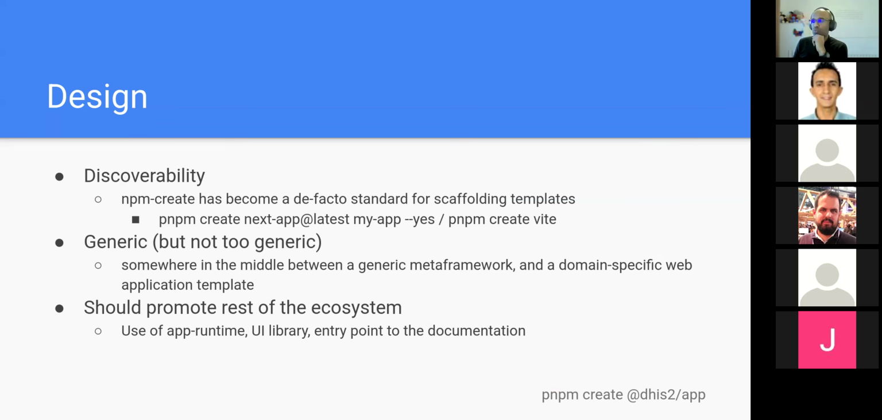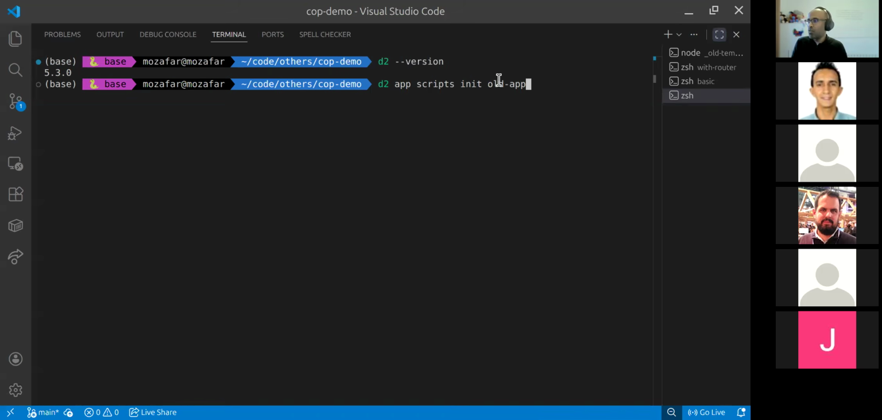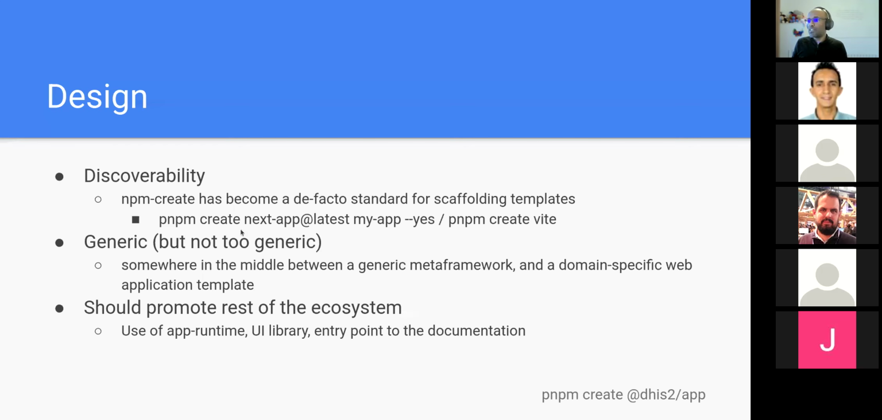Well, first of all, it was discoverability, that it's hard now. It's very bespoke, very DHIS2 specific, that you have to say D2 app scripts. Every time I do it after 3 years, I do D2 scripts app. Is it scripts? Is it script with an S or without an S? It can be confusing. So in the years since we developed that, npm create became like a standard.